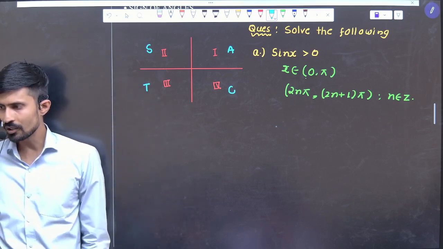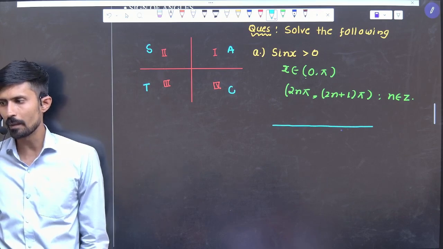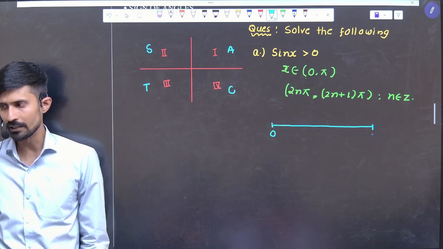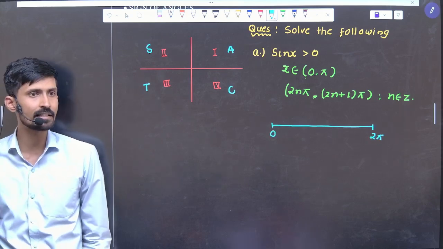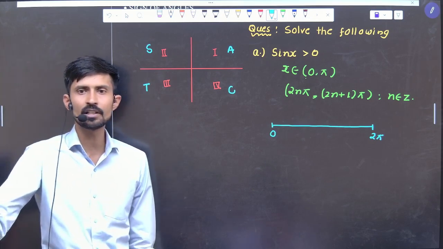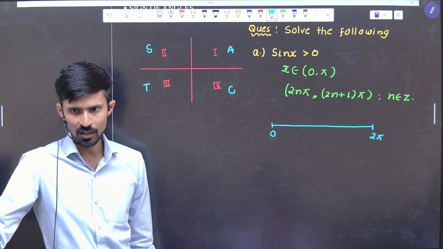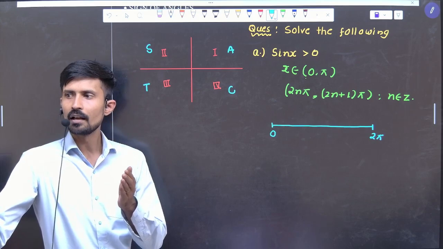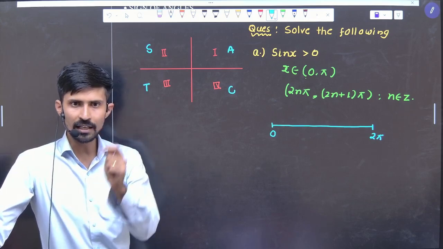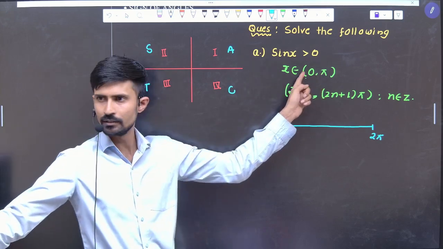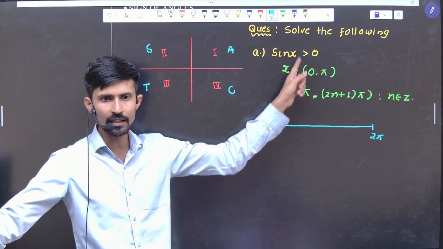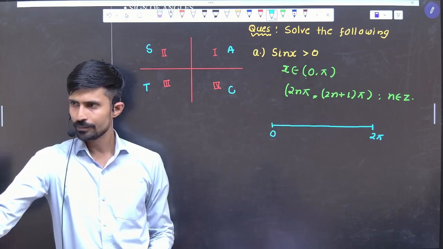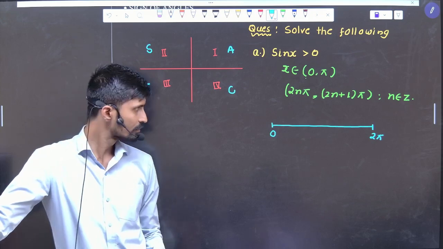So I will write on number line only. I will write 0 and 2 pi. I will start from 0 and end at 2 pi. I will not write minus infinity to infinity. In case of trigonometry, we don't write minus infinity to infinity. Only we find between 0 to 2 pi. And whatever I get, I will simply add 2n pi. Like here, we got 0 to pi, na? I will add 2n pi here, I will add 2n pi here, I will get the total answer. Okay? 0 to 2 pi.